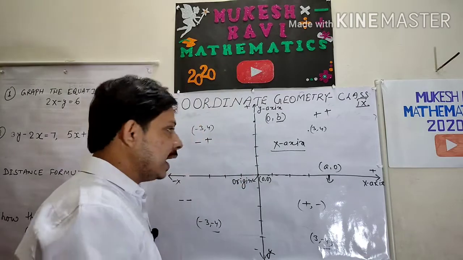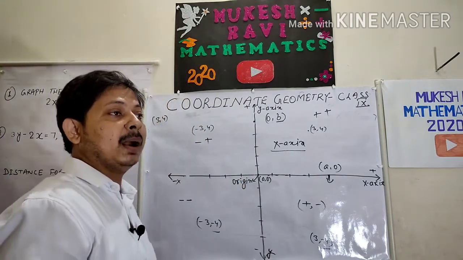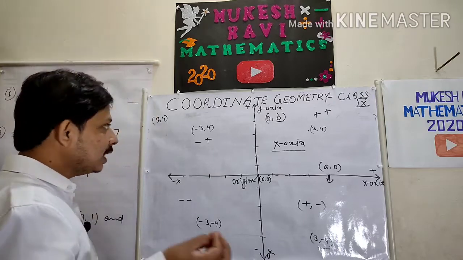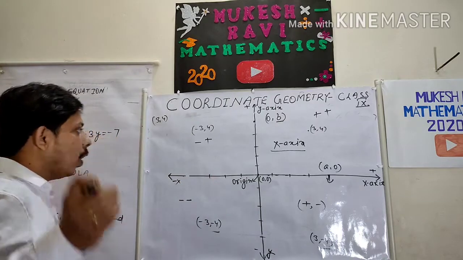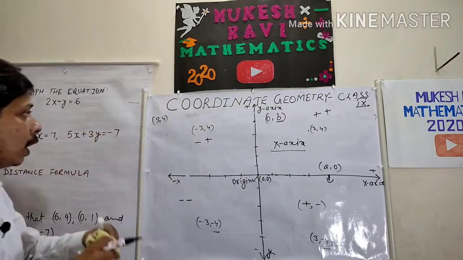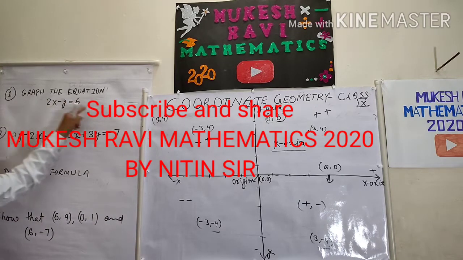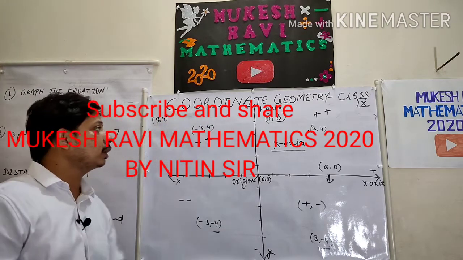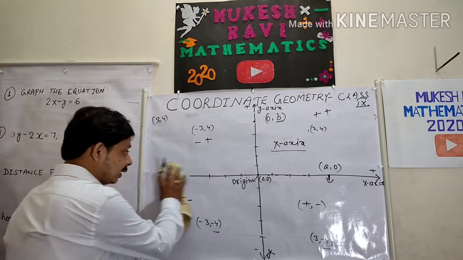And we can say the x-axis is parallel to the y-axis, and the y-axis is parallel to the x-axis. These are the basic things. X is the abscissa, y is the ordinate. Here we are going to study how to plot the point and then how to graph the equation with the help of coordinate geometry.